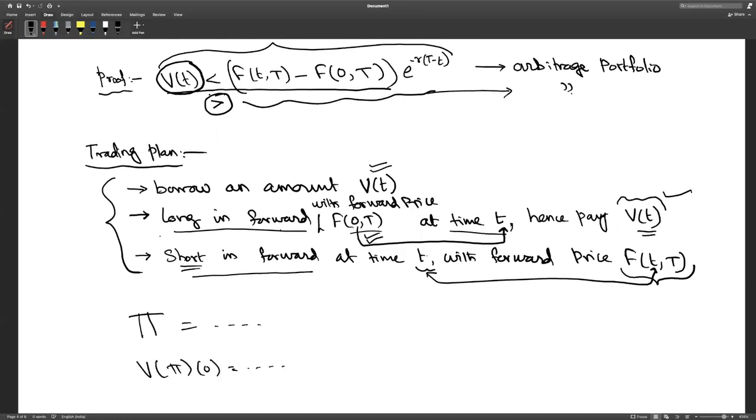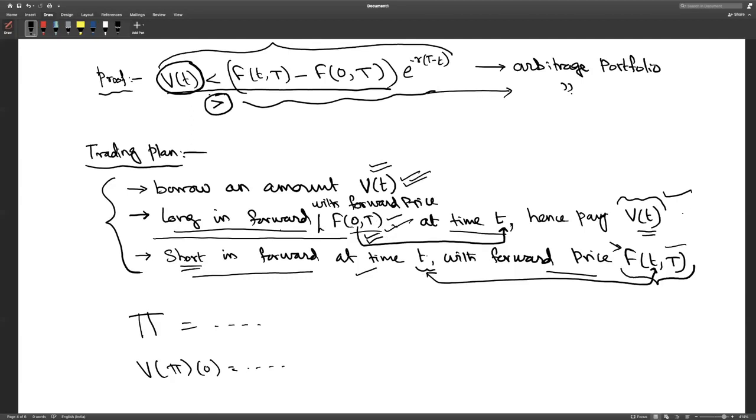Now how will you close the portfolio? You first close the long position. When you close the long position, it means you will pay this money and get the asset, and then come and close the short position. It means you will sell the asset. Once you get the asset here, you will sell that asset here for this price. You bought for this and you sold for this, and then repay the borrowed money. So that is how you will close the position.